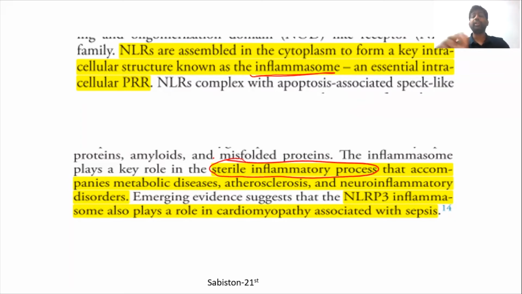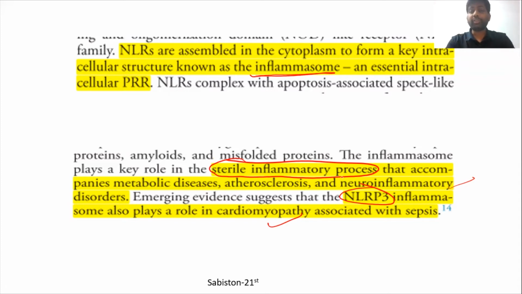Now, try to understand, very important question. The inflammasome is responsible for the sterile inflammatory response, so this will not be responsible for sepsis. They will be responsible for metabolic diseases, for atherosclerosis, for neuroinflammatory disorders, or for any inflammation that is sterile, as in cardiomyopathy. Whatever it may be, remember NOD-like receptors, most commonly NOD-like receptor P3, are responsible for the sterile inflammatory response, which is formed in the form of the inflammasome.